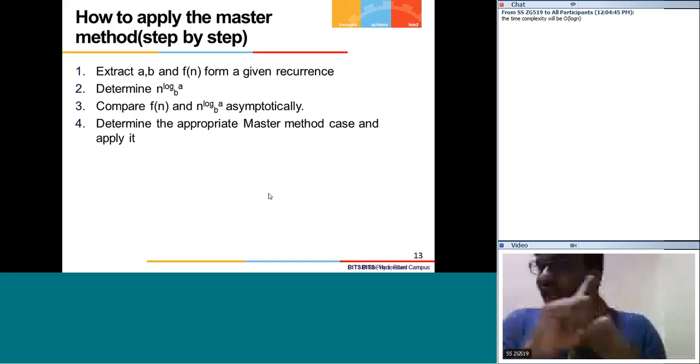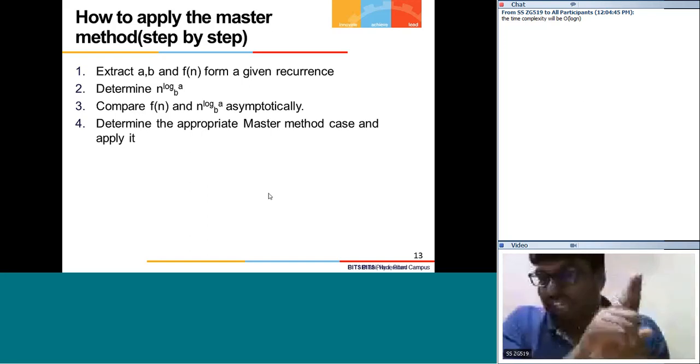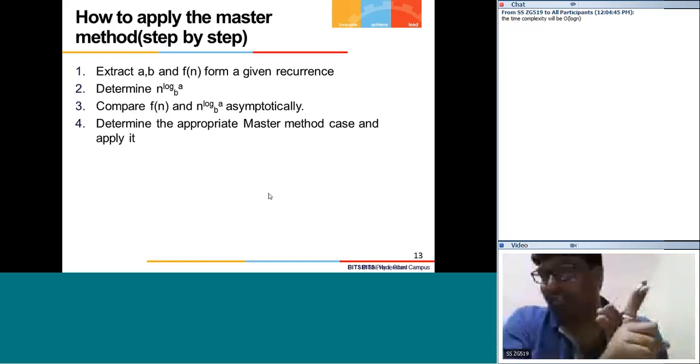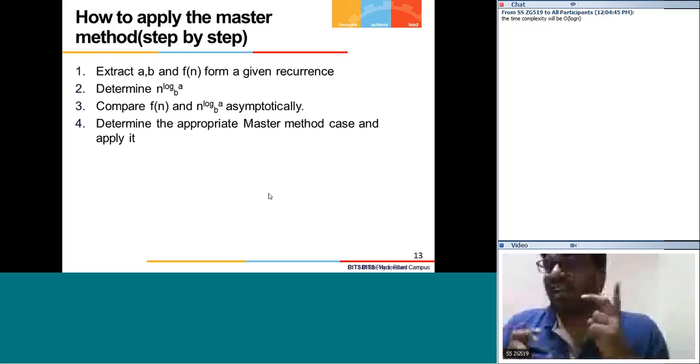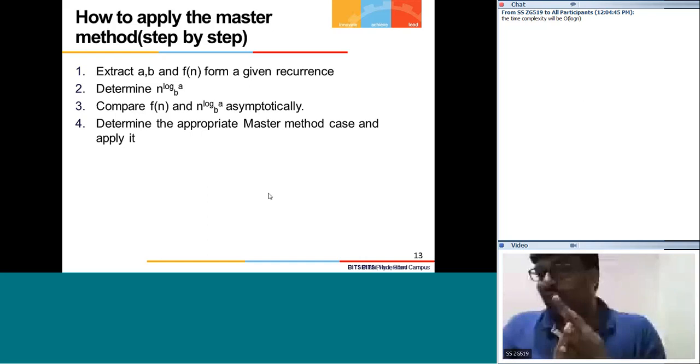Apart from that, I have got f of n. Now I have got a determined value called n log a by b. I'm going to compare these two values. When I compare, I can encounter an equal case, a greater than case, or a lesser than case. These are the three cases when I compare. Either my value will be equal, or it will be greater, or it will be less.